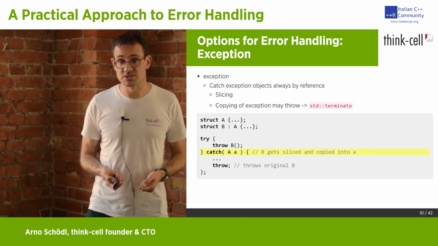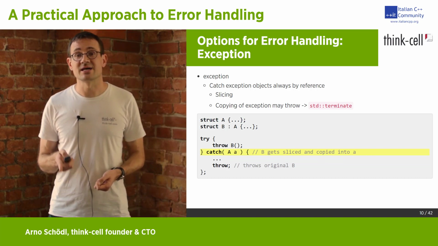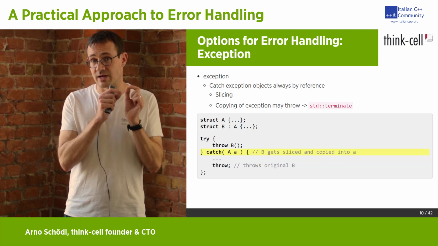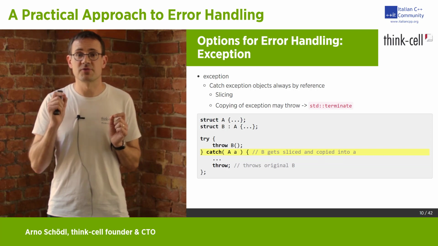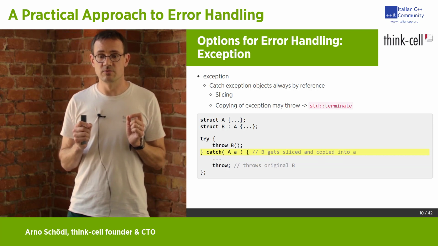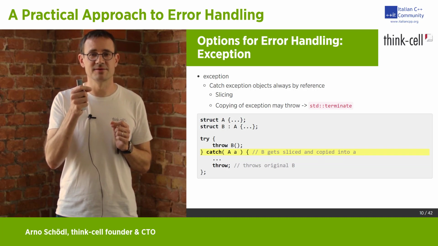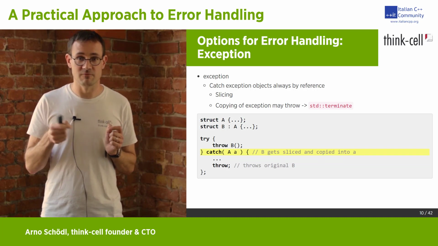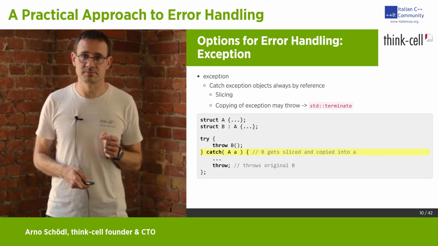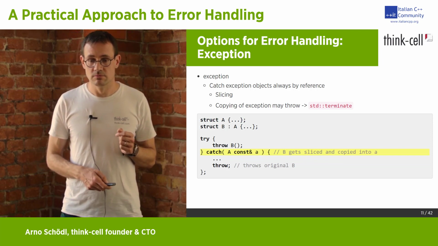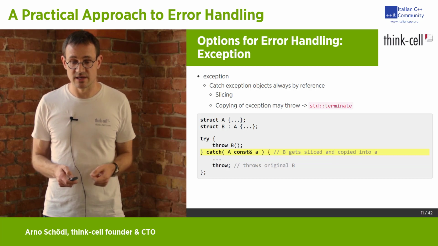So that is certainly also not nice. Another thing that I should mention is that the throw operation, if you just write throw semicolon, will actually throw the original object. It will not throw the thing that you caught. So if you catch by value, something else is thrown than what you caught, which is maybe a bit surprising. So just catch by reference and everything will be fine.